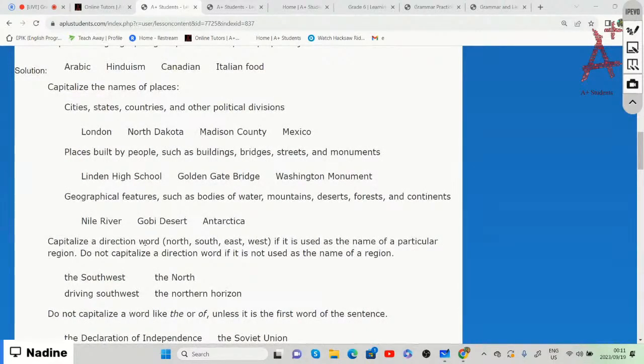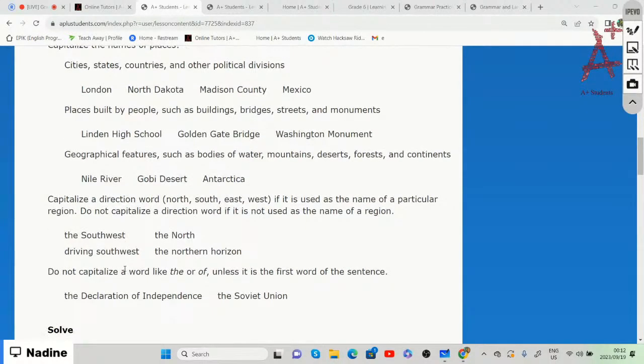Places built by people, such as buildings, bridges, streets and monuments, need capitalization. Geographical features need to be capitalized. And we do not capitalize words like the or of. The only time you capitalize them is if the word the or the word of is the first word of a sentence. Then only we capitalize it.